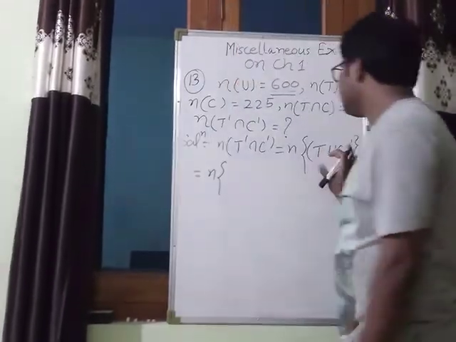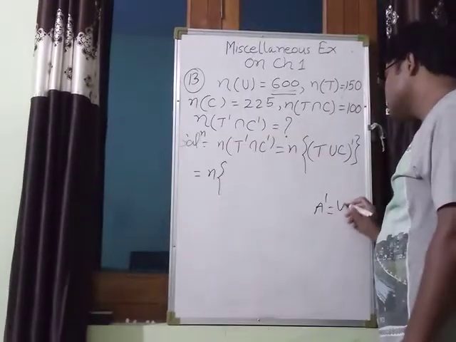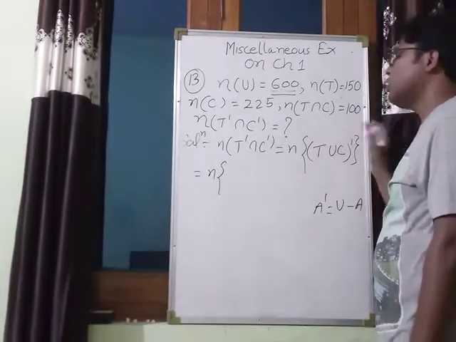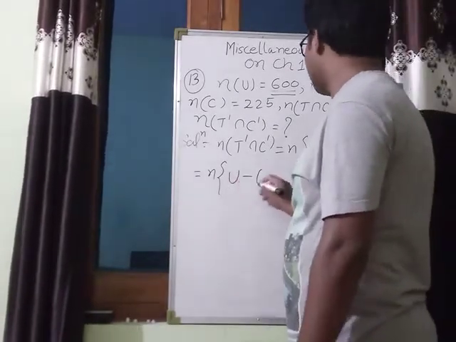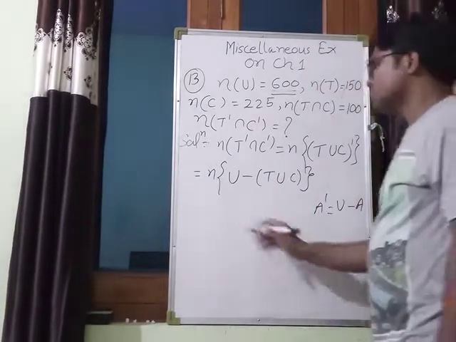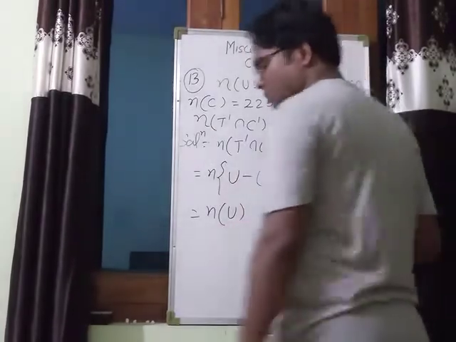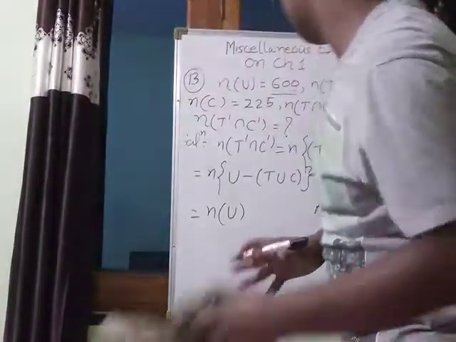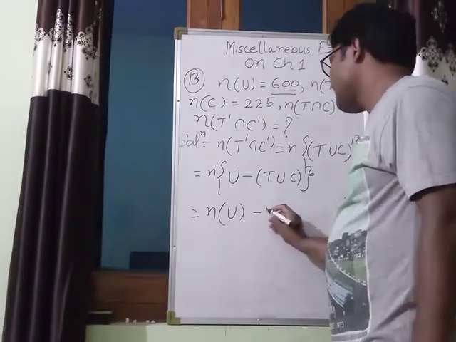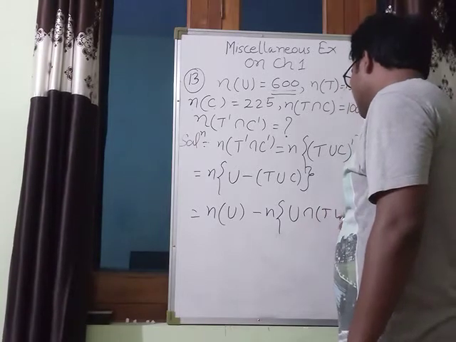Okay. So now that is equal to N. See, A complement means what? A complement means the universal set except A. Okay. So T union C complement means what? The universal set except T union C. Okay. So that will be equal to N universal set minus N universal set intersection T union C.